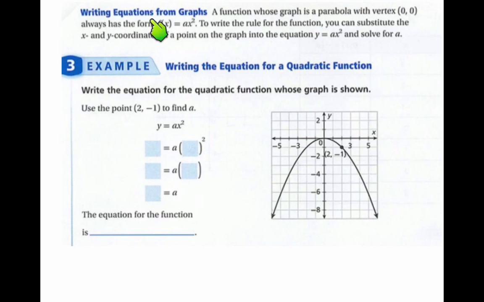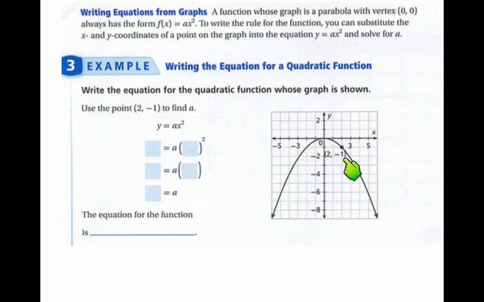Okay, so now this is the trickier part. We're going to write equations from graphs. So the way to do that is we're going to pick a point. It does not matter which point we pick as long as it's a lattice point that we can read easily. If you don't believe me, after this you can pause and test out that point right there, just like I did.